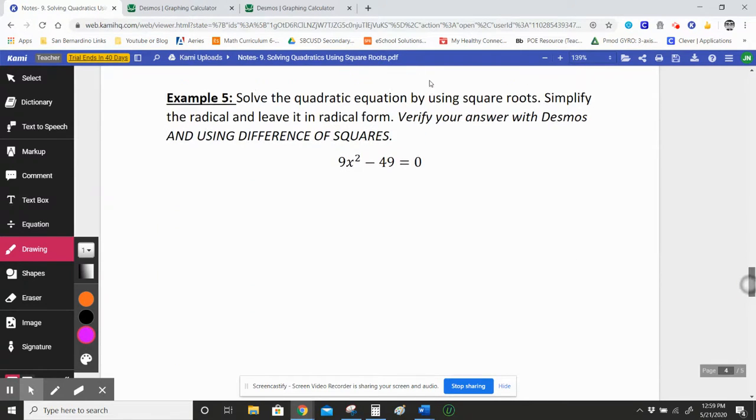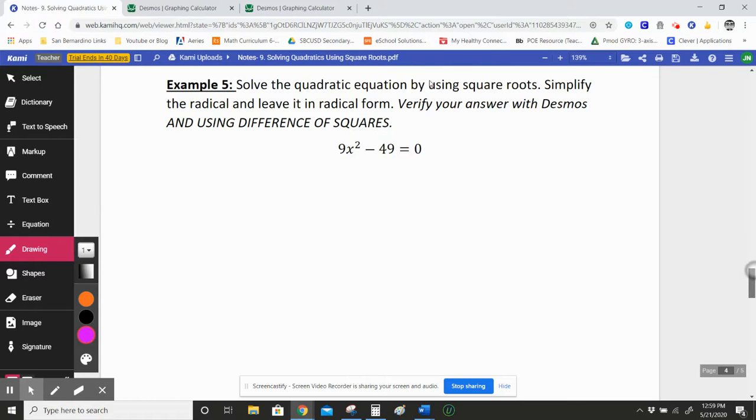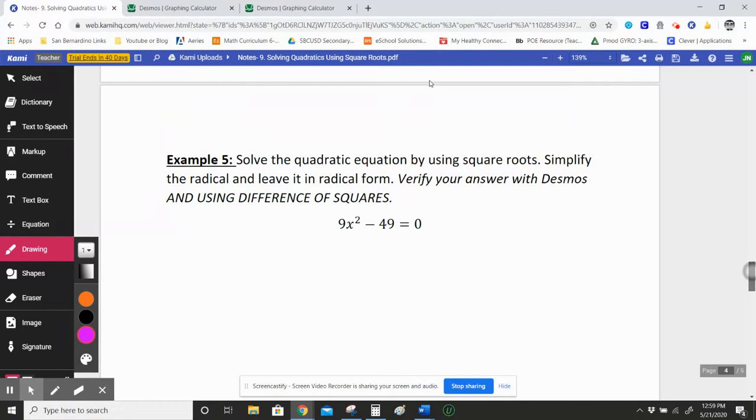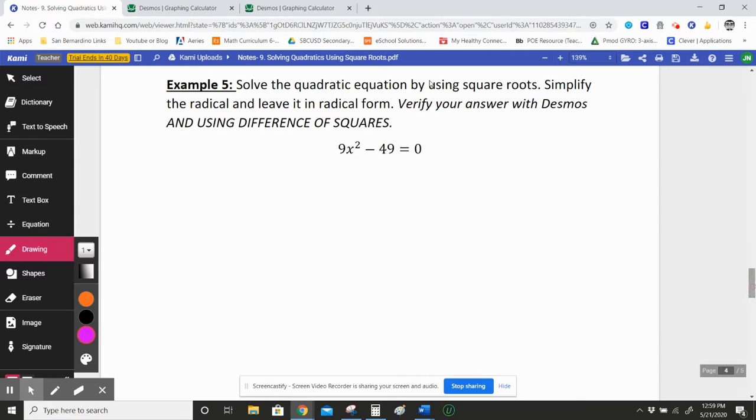Example number 5. So after example number 4, you're able to do the first assignment. Example number 5 and number 6 are going to be related to the next assignment that I'm going to give you, which is the exact same thing with an additional step. Let's say we wanted to solve this two different methods. One of them is by using square roots, simplify. And the other one is we're going to be using the difference of squares to solve this.